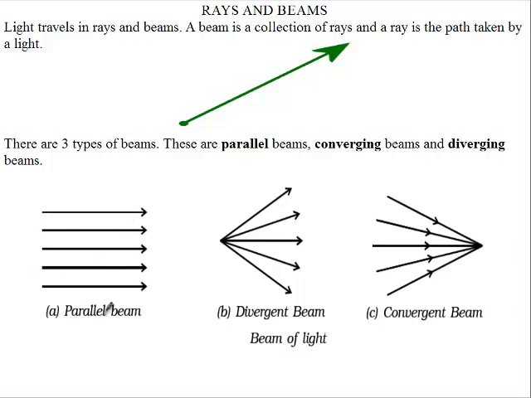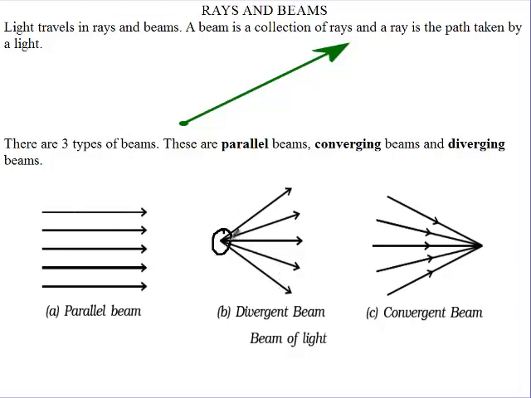They never meet. We have diverging beams. Diverging, they are starting from a common point and then they are spreading out. The projector is an example of a divergent beam. For the parallel beams, we can talk about the spotlight. The spotlight is a parallel beam. For a divergent beam, we can have a projector as an example.